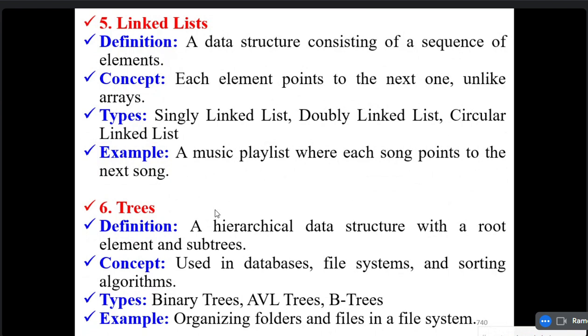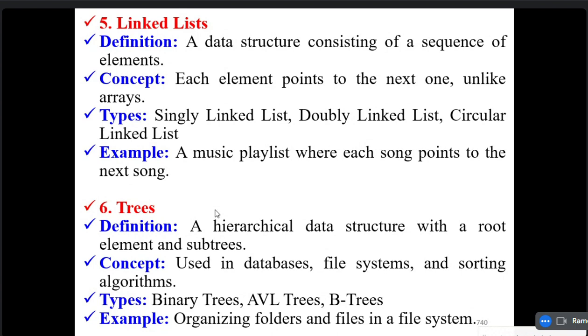Then trees. A tree is a collection of elements connected by links in a hierarchical data structure with a root element and subtrees. So it is used in databases, file systems, and sorting algorithms, etc. Trees are of various types like binary trees, AVL trees, B trees. A binary tree is a tree having at most two children. That is called a binary tree.